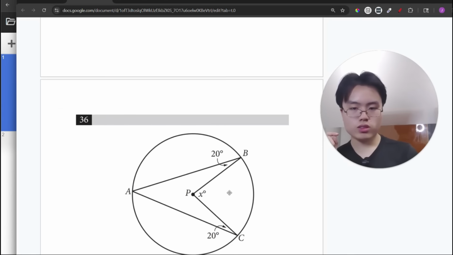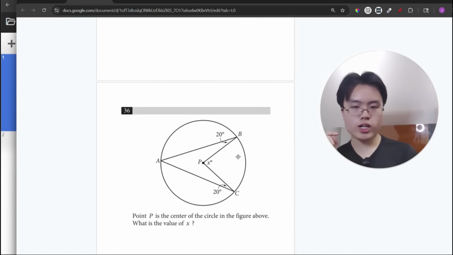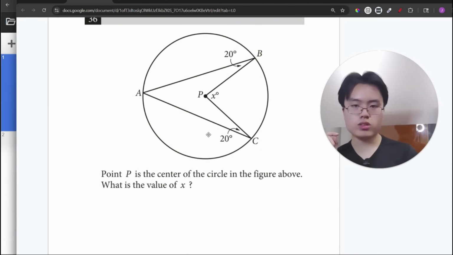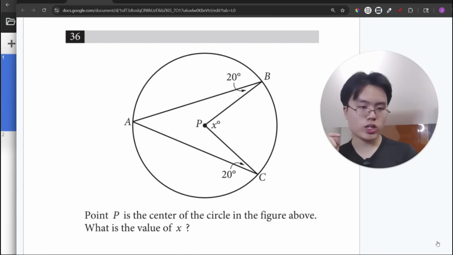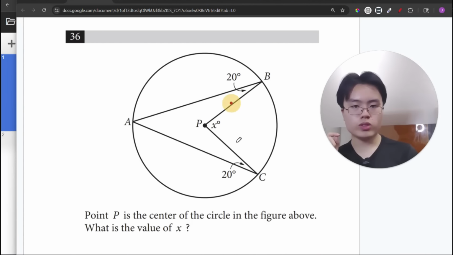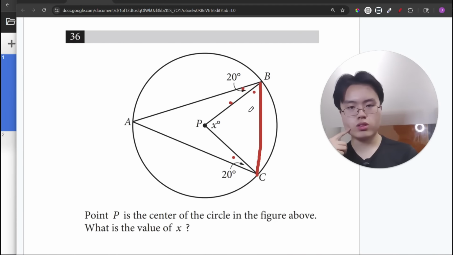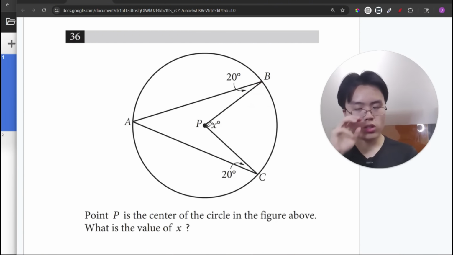So we can try using this, right? It doesn't hurt. Can we form isosceles triangles with the radii? Let's try drawing different radii. We have radii here, and we can try drawing this. That forms an isosceles triangle. Does that help us at all? We know it's 20, but that doesn't mean we can get this angle. I don't think so. There's no way we can get that angle, so that doesn't help us at all. But let's try drawing other radii.